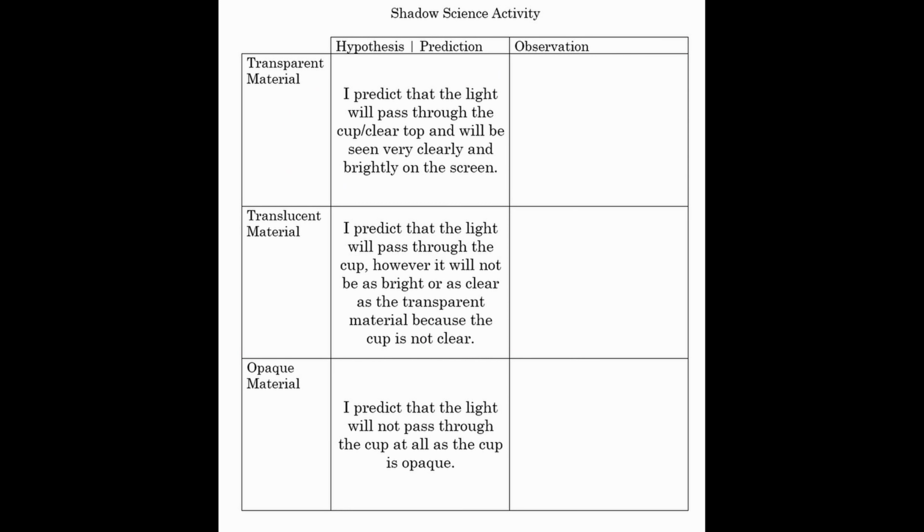Next was prediction number 2. When I use translucent material, I predict that the light will pass through the cup. However, it will not be as bright and as clear as the transparent material because the cup or the bottle is not clear. And prediction number 3 is using opaque material. When I use a cup, I predict that the light will not pass through the cup and it will create a shadow.